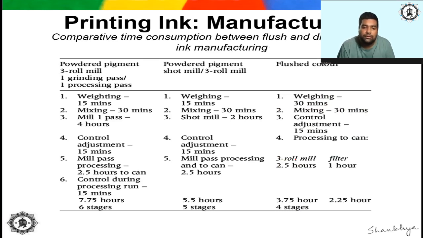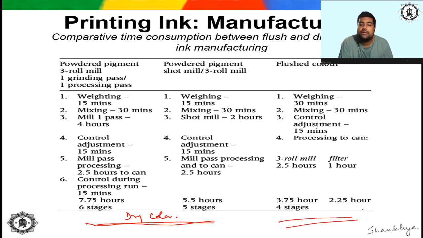Now here you can see a comparative statement that has been given. This is normally the time taken to manufacture one batch of ink in the dry color route. The same for flush pigment.